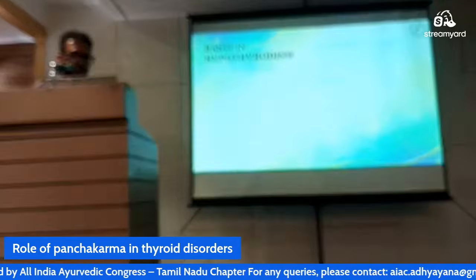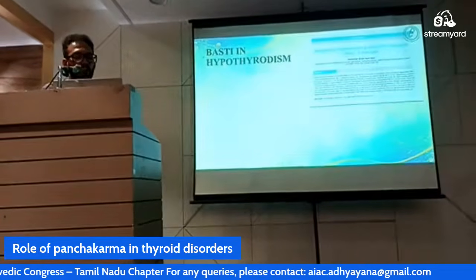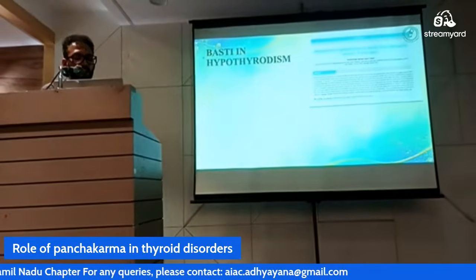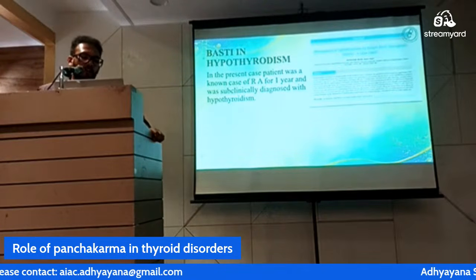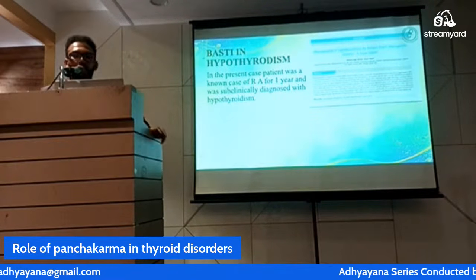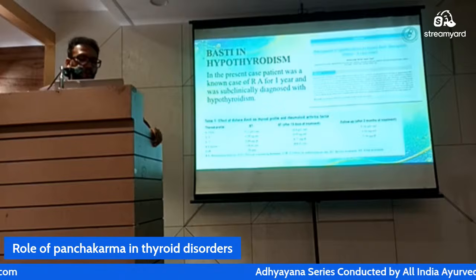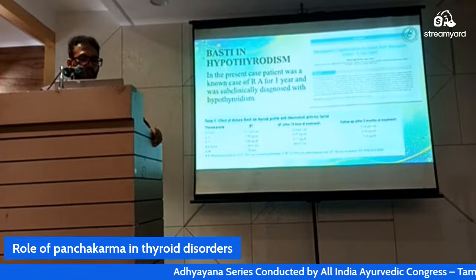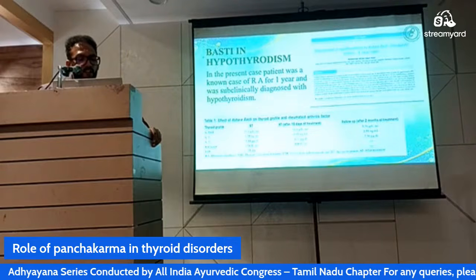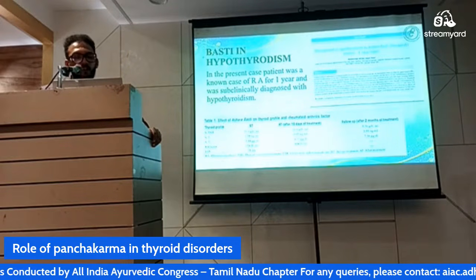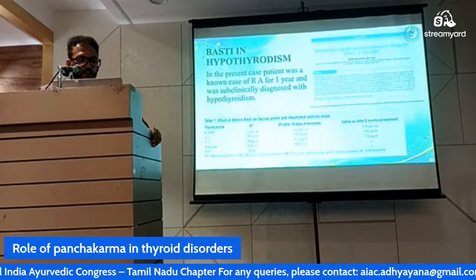So next, I would like to highlight the article on hypothyroidism and Sharabasti. It is a patient of RA for 1 year who was subclinically diagnosed with hypothyroidism. Here when Sharabasti was administered in Yogabasti schedule, TSH reduced from 31 to 16.6 in 10 days of treatment, and with follow-up medications, it was reduced to 5.76.